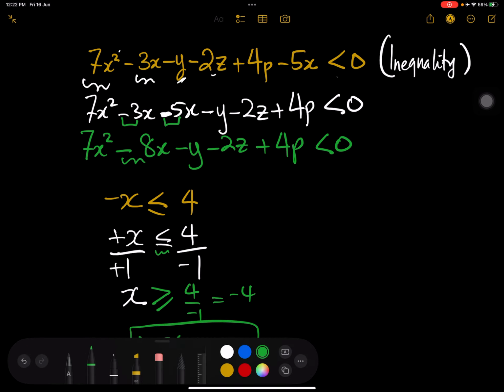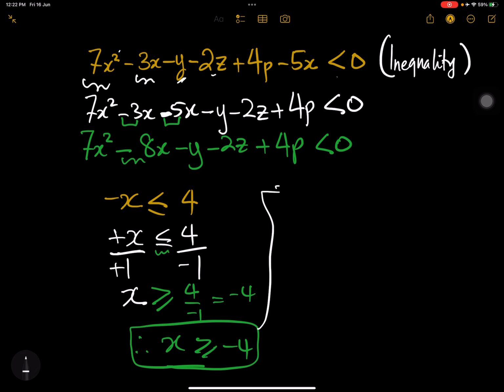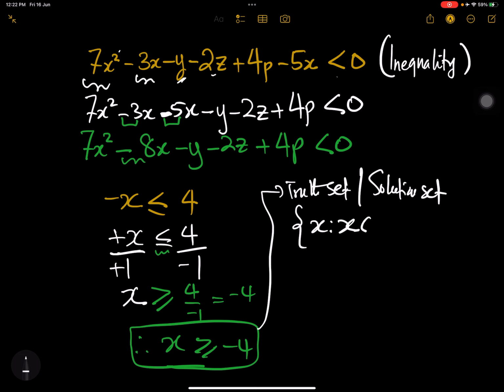And if they ask us to find the truth set, or what we call the solution set, it will be this. It's going to be x such that x belongs to all real numbers. Remember, we said every number in the world is a real number. So the x that we have found is such that x is a real number, and x is greater than or equal to negative 4.